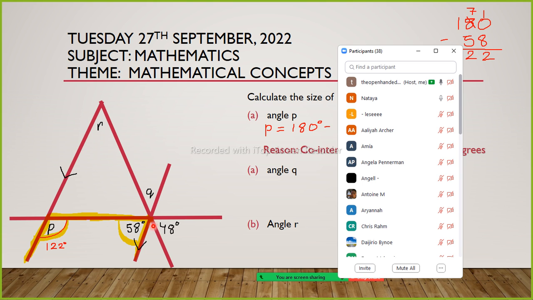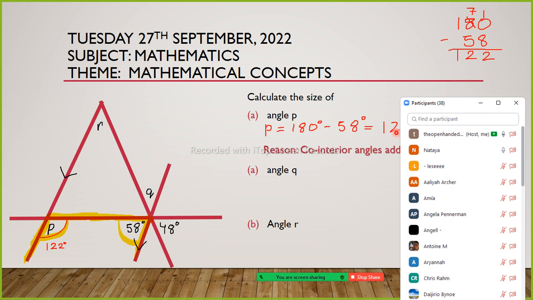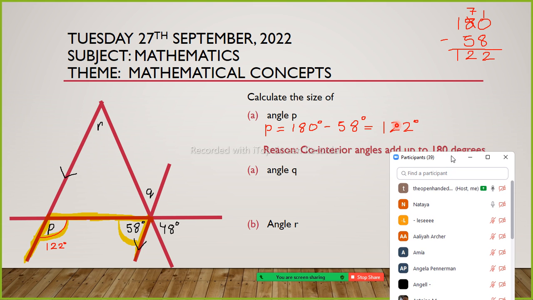So if we already know that this is 58, how are we going to get what P is? If we are trying to make them add up to 180 degrees, what must we do? Subtract. Very good. Subtract 58 from what? 180. Very good. So 180 degrees minus 58 degrees gives us 122, and that's how we got that P is equal to 122 degrees. All right? Yes, sir.